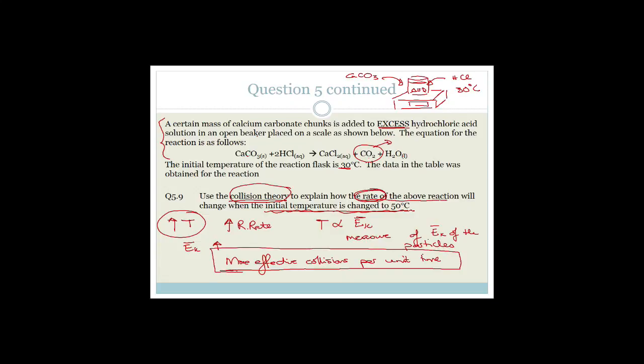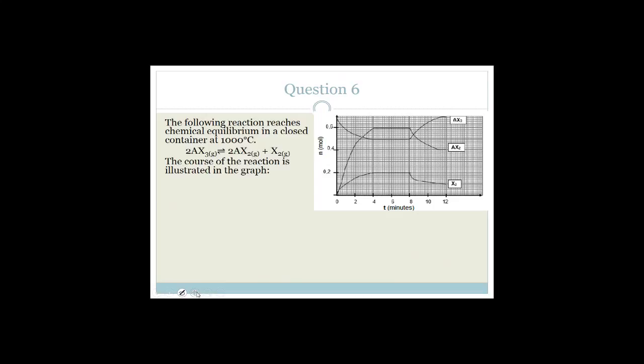That is the essential phrase, the money phrase. If you do not have this phrase in your explanation, you can forget about getting your marks when you're talking about collision theory and rate. If the rate goes down, then you say fewer effective collisions per unit time. And if the rate has gone up, you say more effective collisions per unit time. Very important question. Right, let's look at question 6.